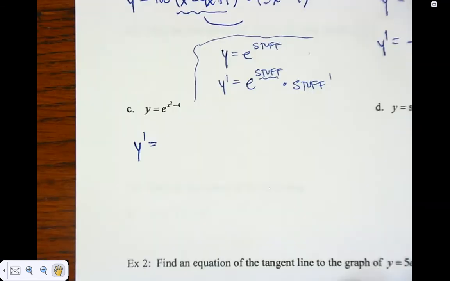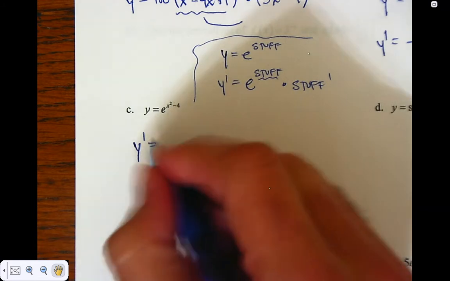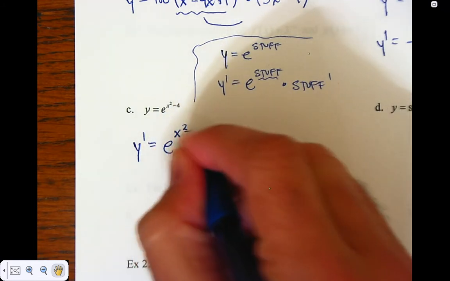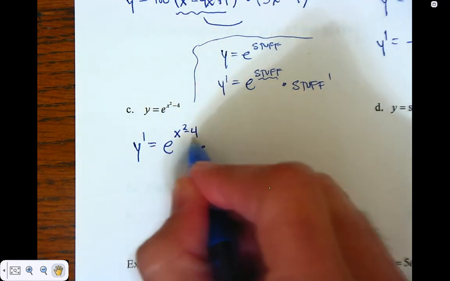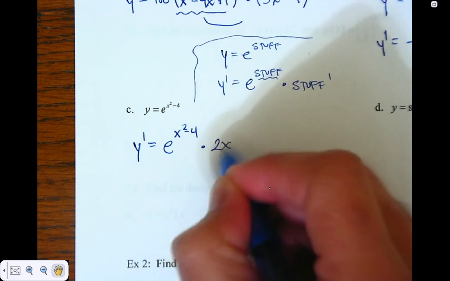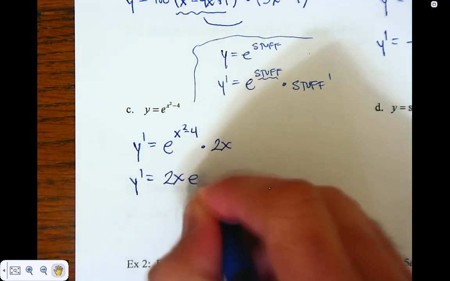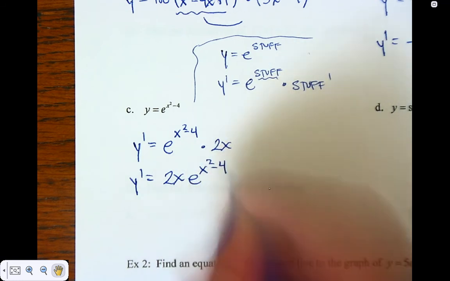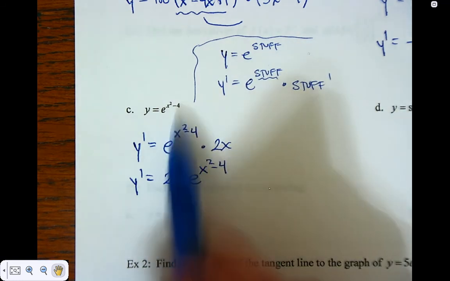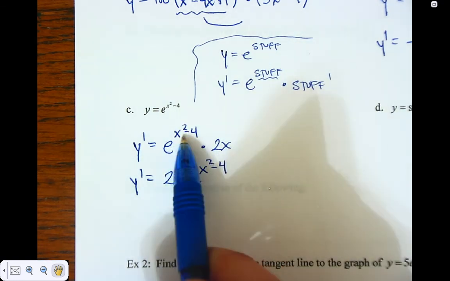Okay, so let's jump in here and do it. We've got e to that. So the derivative would be e to that stuff times the derivative of the stuff, which would be 2x, for a final answer of 2x e to the x squared minus 4. The derivative of e to the stuff is e to the stuff, d stuff.